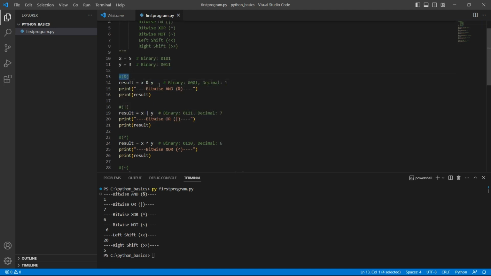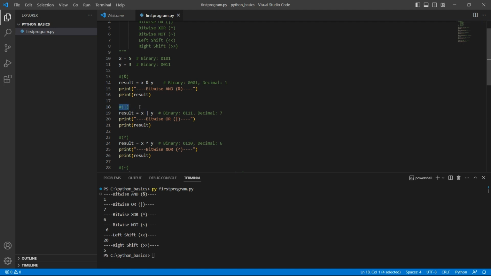Bitwise AND. It returns a new number where each bit is set to 1 only if the corresponding bits of both operands are 1. Applying bitwise AND on x and y would give us the binary result of 0001, which in decimal stands for 1. So, in this case, only the last digit of both operands are 1. So, the binary representation would also have 1 in the last digit. If either of the operands have 0, the output would be 0.